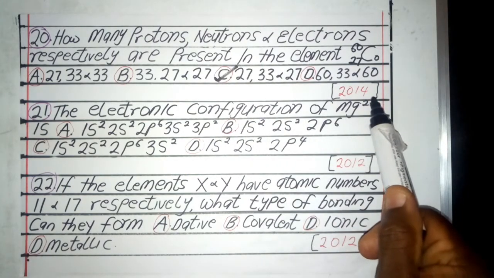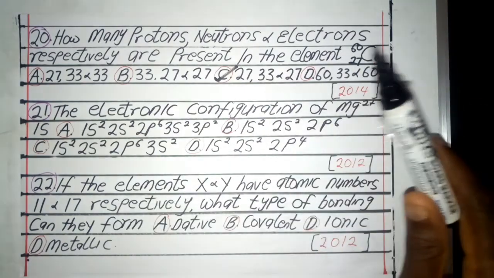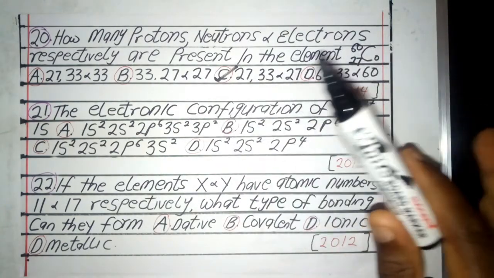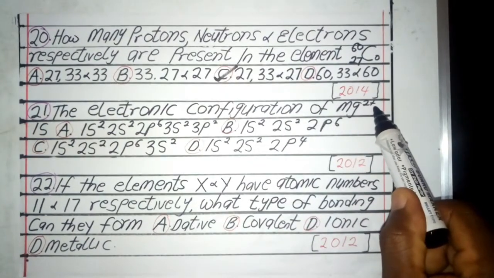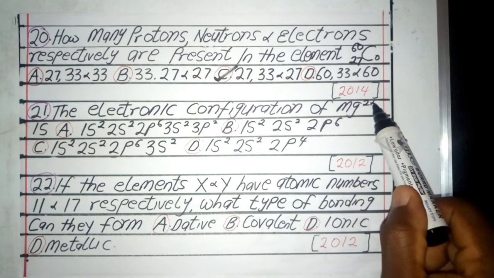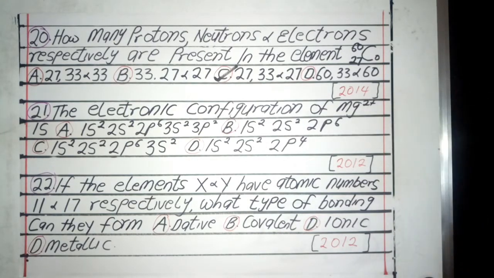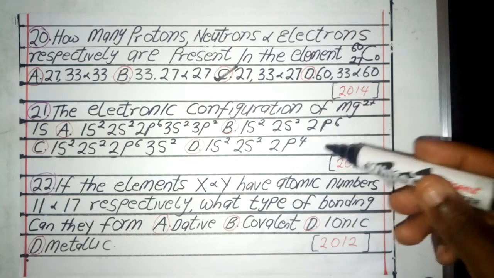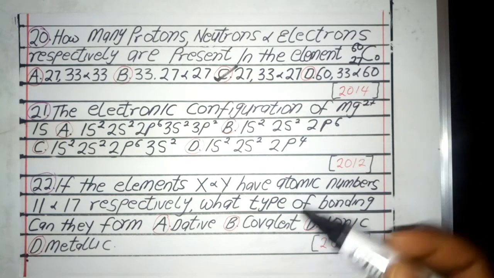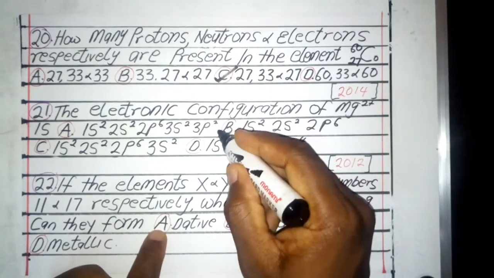If there was no 2 plus, if it was just magnesium, we would look for the one that has 12 electrons. But since it has lost 2, as shown by the 2 plus sign, you must subtract that from the atomic number of the atom. In this case, 12 minus 2 gives you 10. That is why the answer is B.